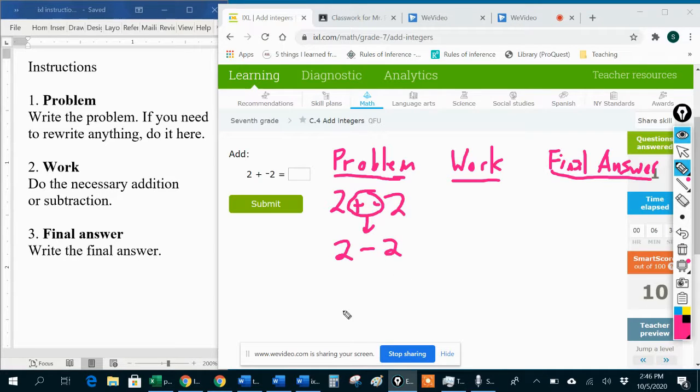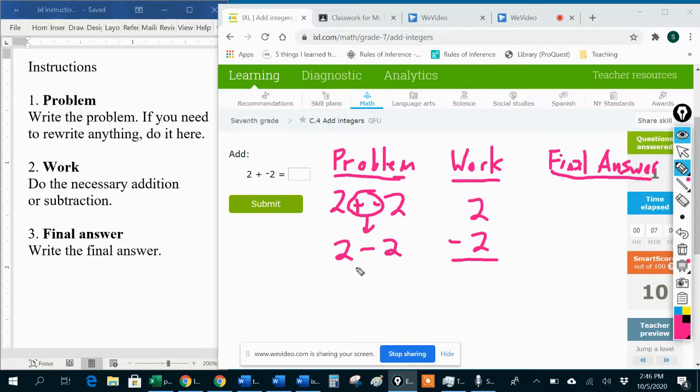And the work that we would do, well, the work here is pretty simple. You notice that the first number here is a positive number. When the first number is a positive number, then it's just like you learned in elementary school. So I'm just going to do 2 minus 2 here. The only time that there would be a little bit of a trick if the first number is positive is if you're subtracting and if the second number is bigger.